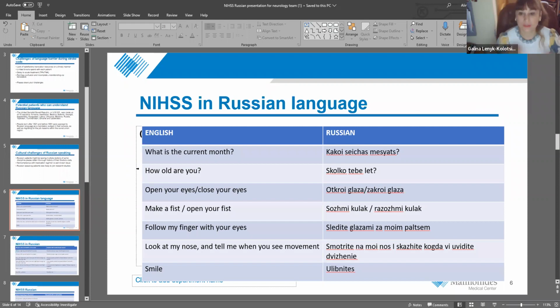I don't even know if you can read it, how I wrote it. This is how it sounds in Russian. I'll try to say it. Then we can practice a little bit.